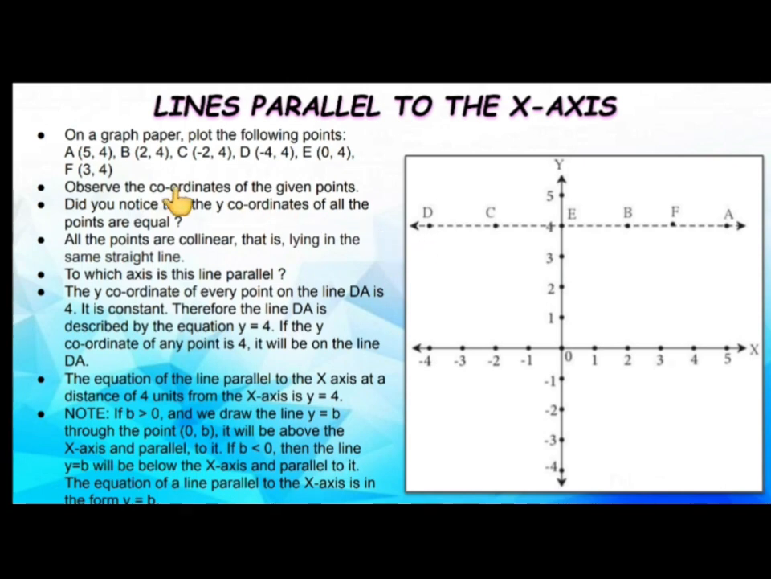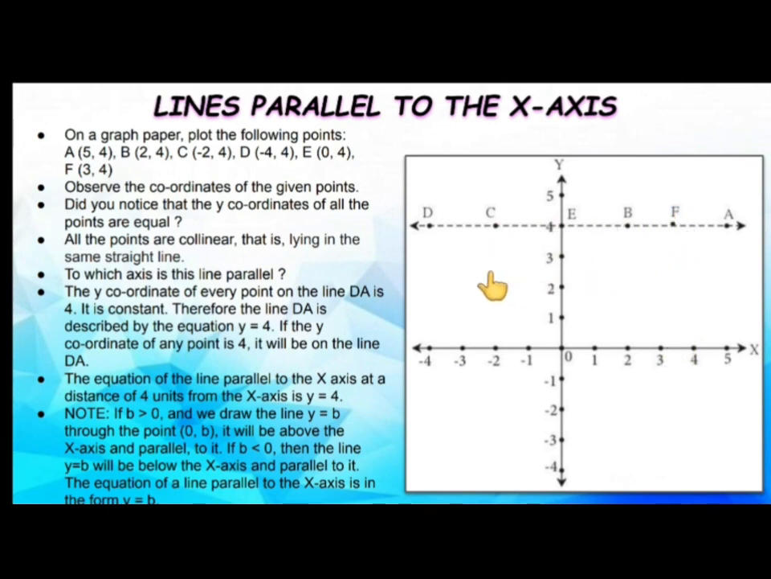And our point F lastly has coordinates (3, 4). So we locate on the x-axis point 3, which is here. On the y-axis we locate number 4, which is here. And the intersection of these two points will be the location of point F.